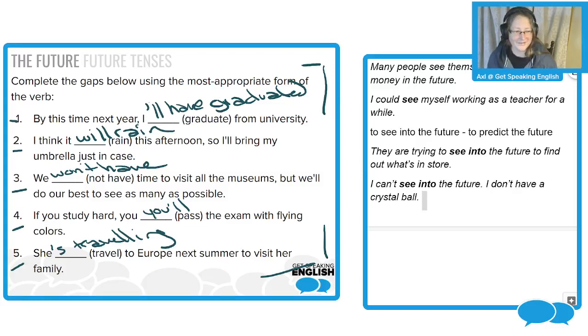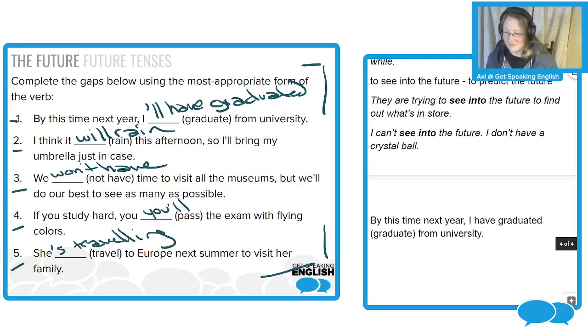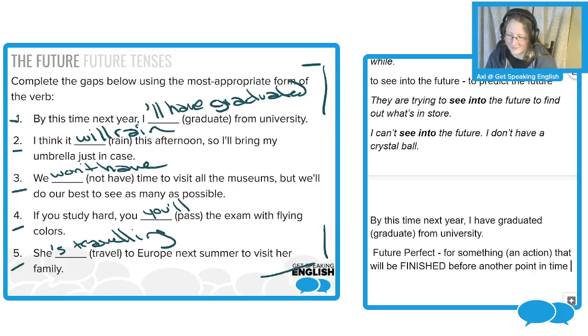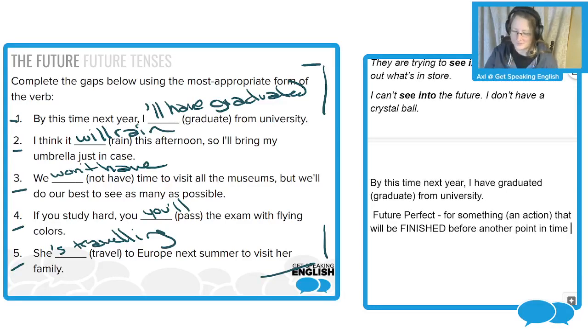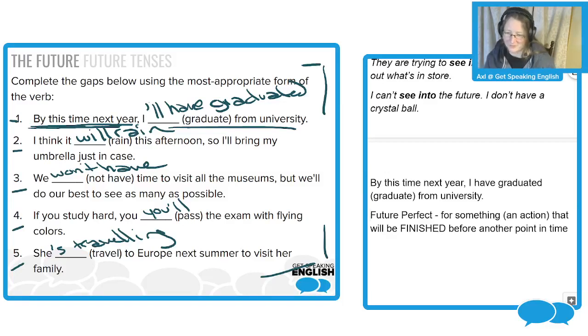Alright, so let's talk about why these answers are the answers. So the first one, we have a future perfect event, because we're talking about an action or an event that will be finished before another point in time. So here we're talking about by this time next year, a year from now, this will have already happened. So we always want to use the future perfect for talking about something that will be finished before another point in time.